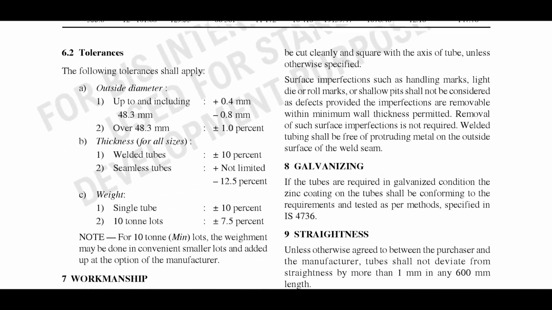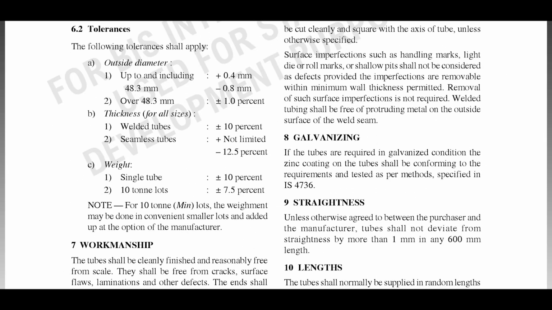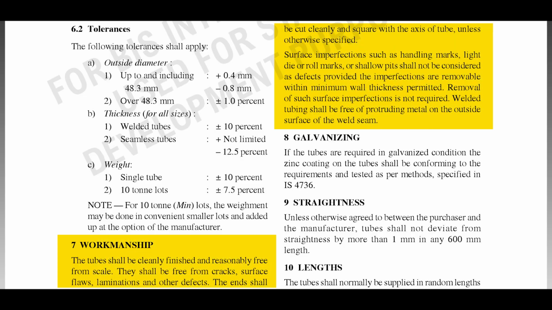Welded tubes must have smooth, protrusion-free seams. Good workmanship guarantees that these tubes perform well under pressure, fit seamlessly into structures and last longer, making them essential for safe and sustainable construction.